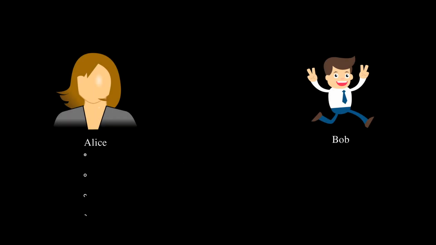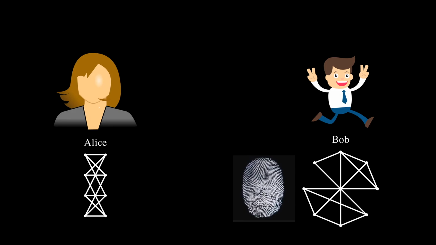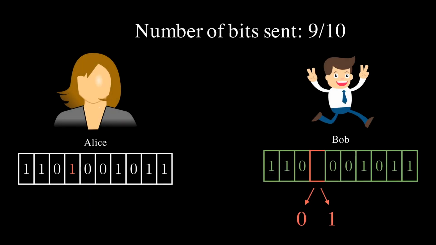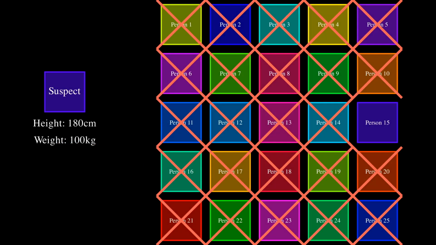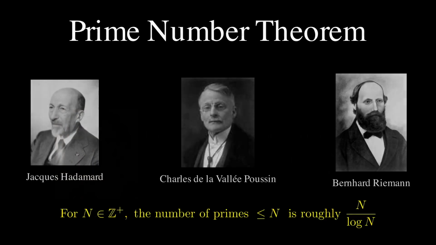Fingerprinting can be used for many more verification problems beyond equality, such as verifying graph isomorphisms, but perhaps we'll save that for a later video. I hope this prelude into the world of sublinear communication has allowed you to see its power and its beauty.